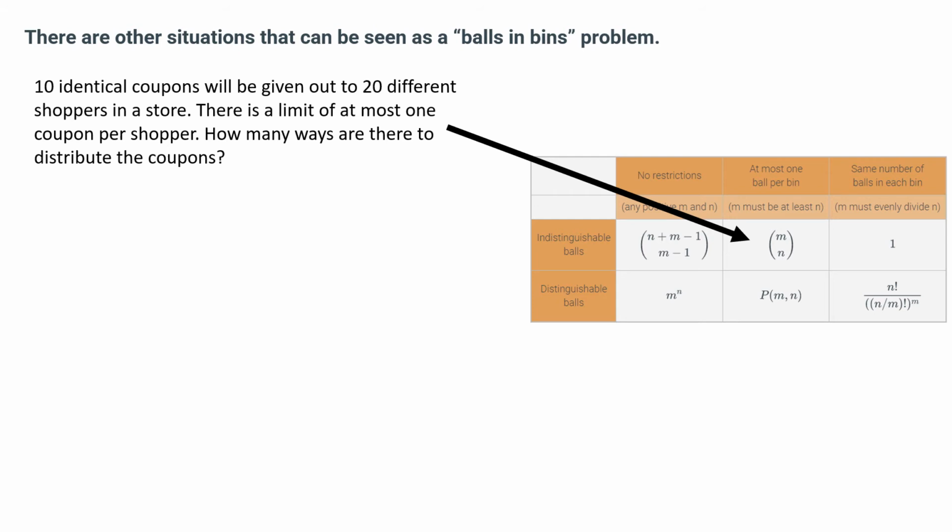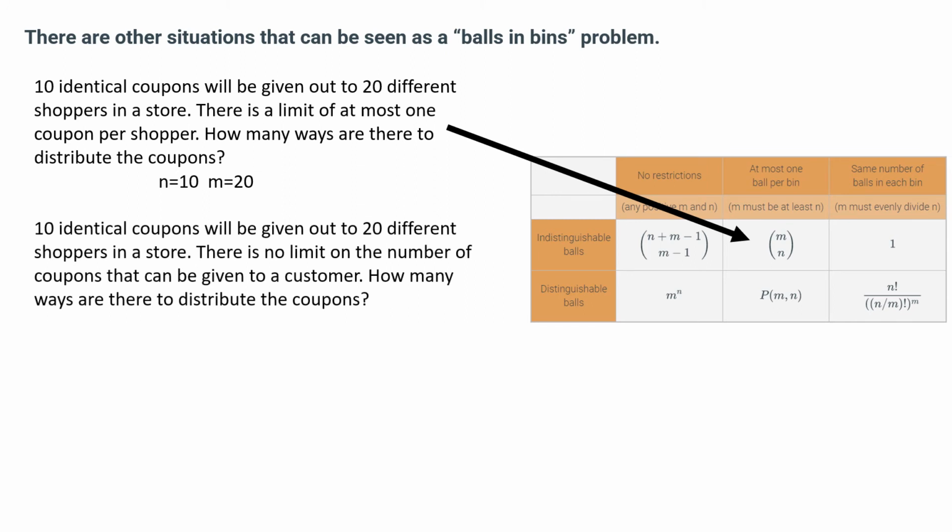Now, if those coupons had been different, like one was for $1 off of peanut butter and another one was half price for a loaf of bread or something like that, and they were all different, that's when we would have come down to the middle column bottom line. But no, we're at the middle column top line since the coupons are all identical. And we could come up with what N and M is and then just put it into the formula, right? N is how many balls we have, and then the shoppers are the bins.